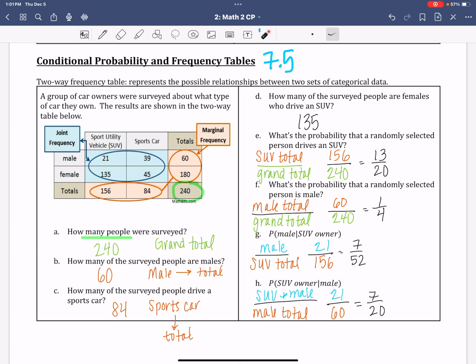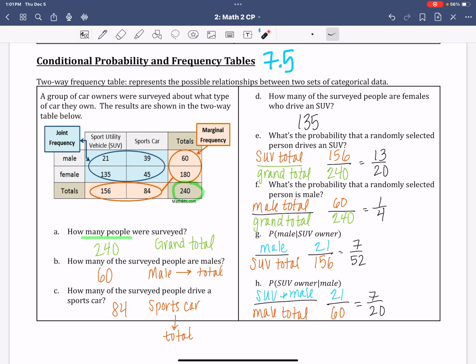How many of the surveyed people were males? Of all the total males, not the grand total, but the total for males would be 60. Now here it says, how many of the surveyed people drive a sports car? So we're looking for sports car, which is here, and you're going to look at this total right here. You're looking for the title of the column, and then you're looking at the total for the column. So that's what I wrote here. You're going down to the total.